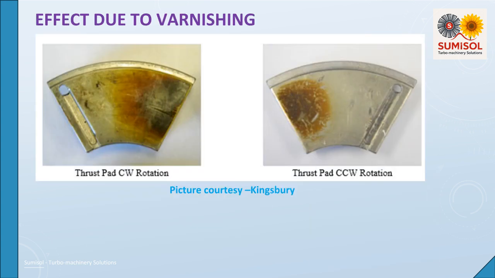Varnishing of thrust bearing pads is a destructive process where a hard, lacquer-like deposit builds up on the bearing surface, caused by the degradation of lubricating oil. This buildup reduces the hydrodynamic oil film thickness, increases surface roughness, and insulates the bearing, leading to higher temperatures, increased friction, and potential metal-to-metal contact and failure.